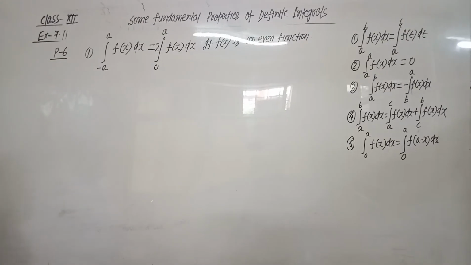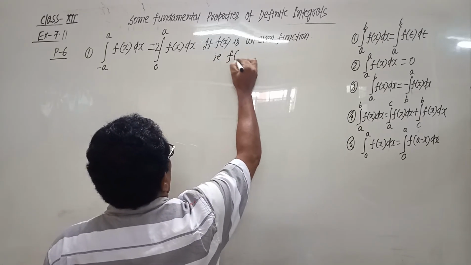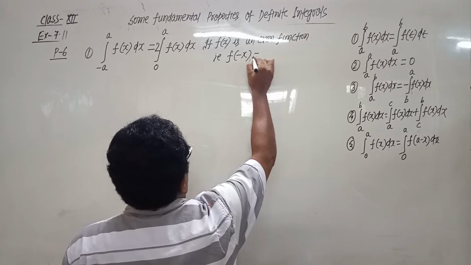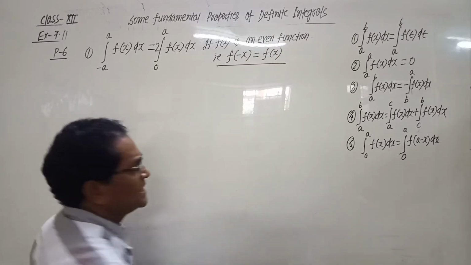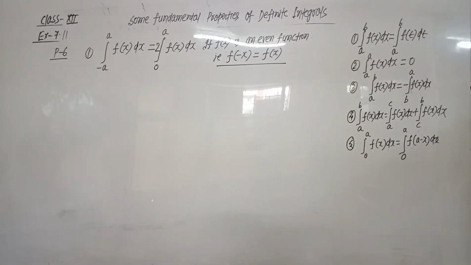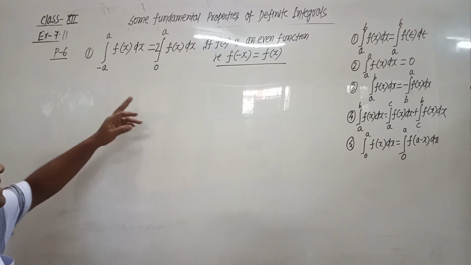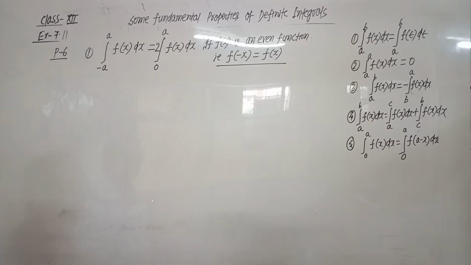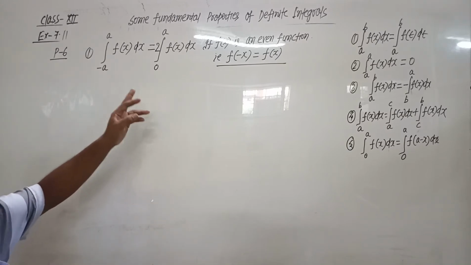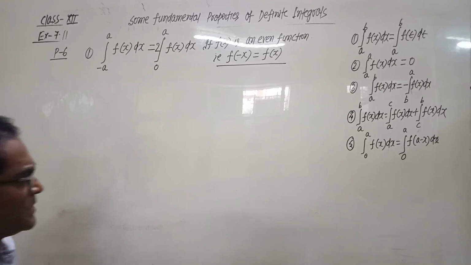So what is meant by an even function? Even function means that f of minus x is equal to f of x. If f of minus x is equal to f of x, then it means it is an even function. And when it is an even function, then the integral from minus a to a f(x) dx is equal to twice integration 0 to a f(x) dx.